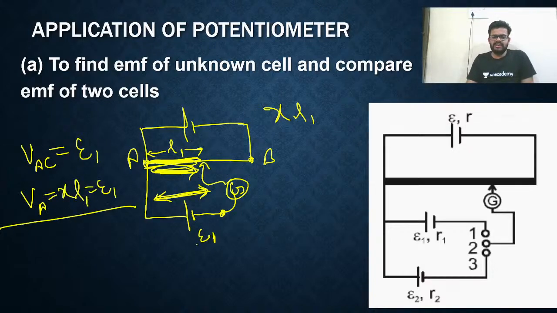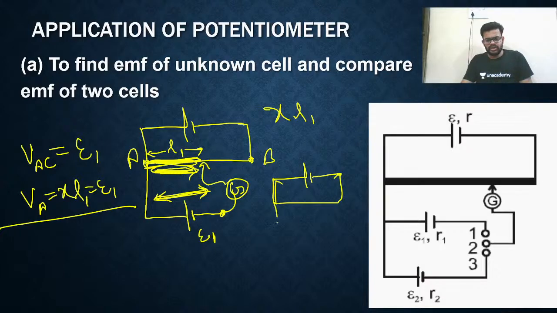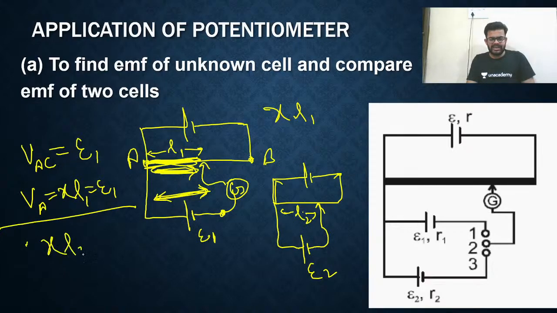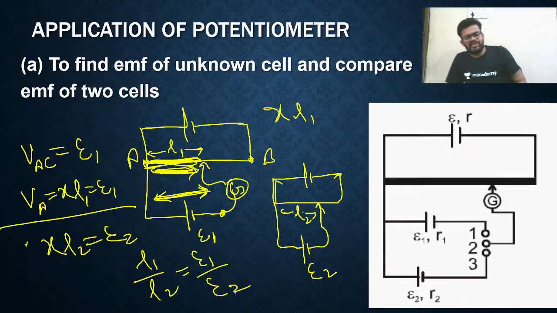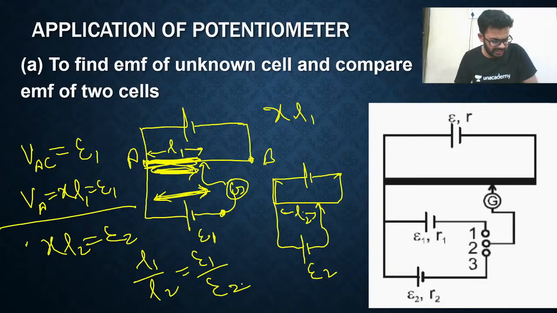Next, similarly, you will do the same with the second circuit. Forget the first one. Now E2 is there and you get the balancing length at some L2 length. So you will get XL2 is equal to E2. Just take the ratio. You will get L1 upon L2 is equal to E1 upon E2. You know the value of E1, so definitely you will get the value of E2. That's all.